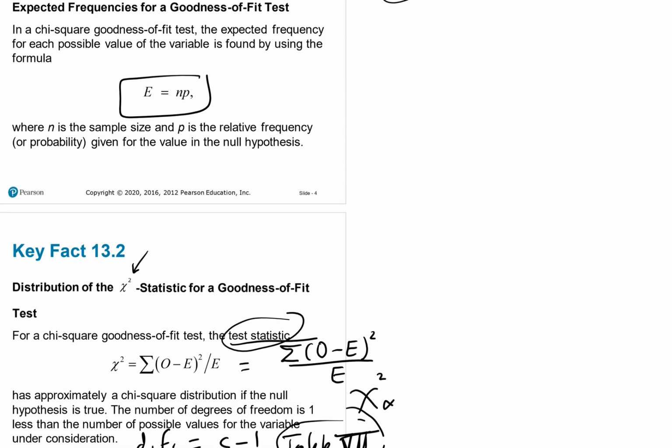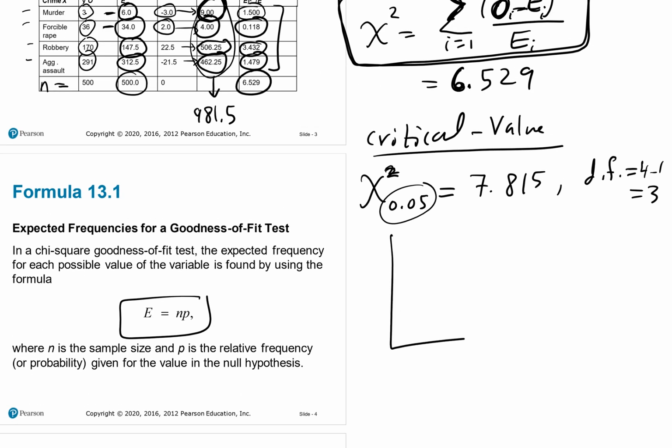Degrees of freedom is 3 and 0.05, this one. So if we go horizontally this way and down this way, that's what we have, 7.815. That's where that came from. So now why did we get the critical value? Because now we can draw the figure like so. This is the 7.815.